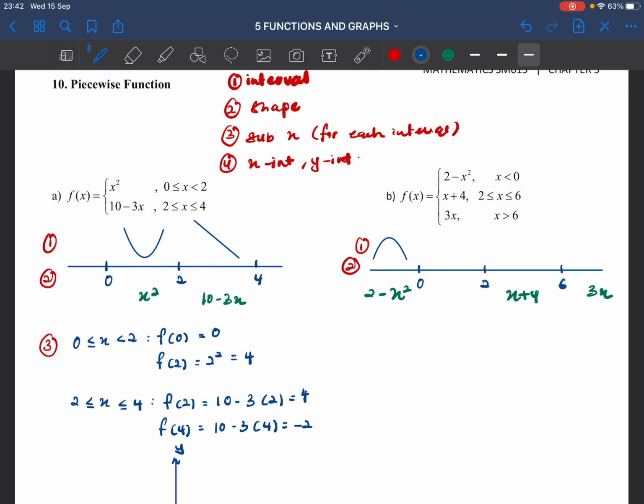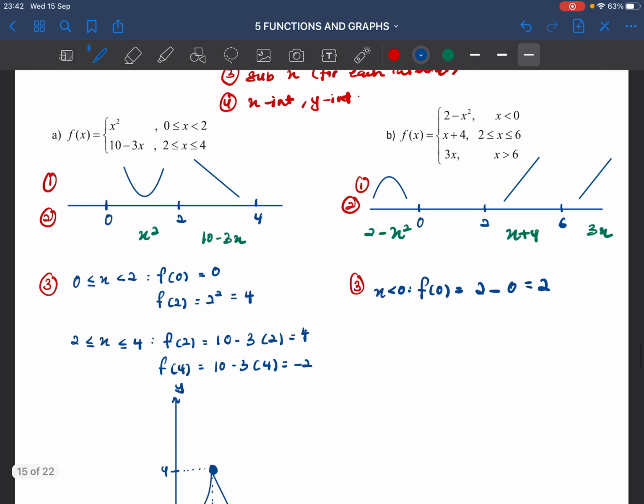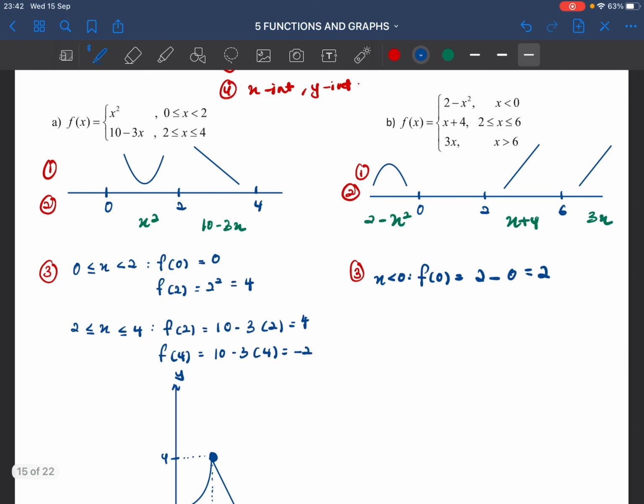2 to 6, we have x plus 4, which is a linear, positive linear. So ke kanan, sama juga 3x positive linear. Okay, so now the third step is to substitute x into each interval. Okay, so we have for x less than 0, substitutekan x, which is 0. f0 equals to x less than 0 is this function, so we will have 2 minus 0, which is equals to 2. And next one is interval between x is between 2 and 6.